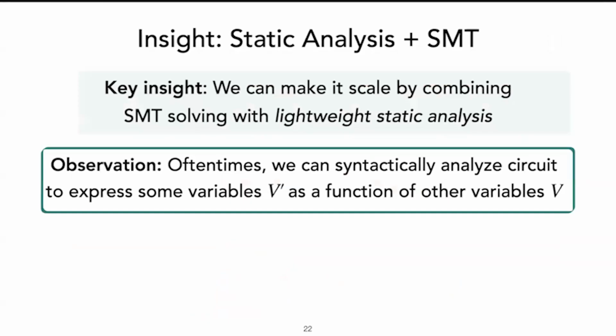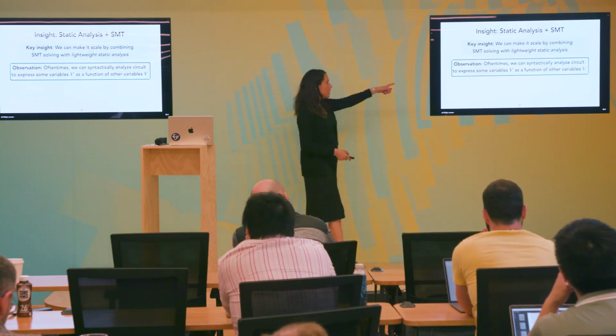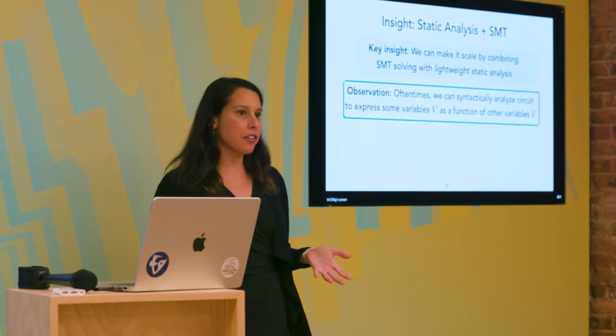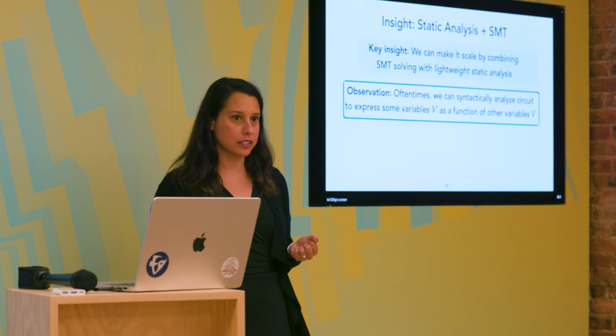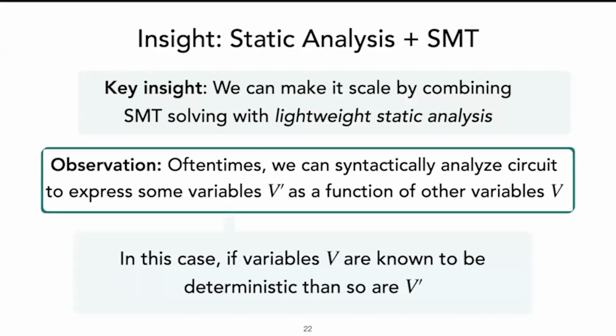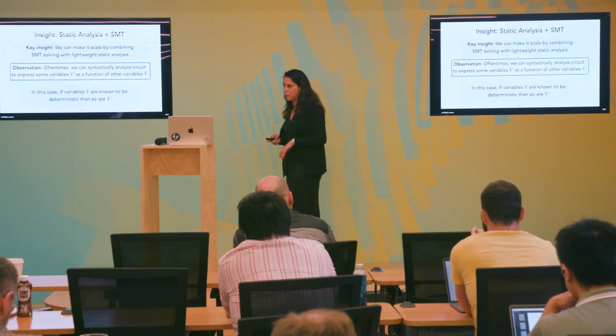Often you can look at parts of the circuit, you can eyeball your circuit, and realize that some variable v prime can be expressed as a mathematical function of some other variables v in the circuit by just doing a pattern matching approach. And if you can eyeball the circuit and realize that v prime is f of v, as long as you know that all of these v's are deterministic, then you can also conclude that v prime is also deterministic. So let me give you an example to illustrate what I mean.